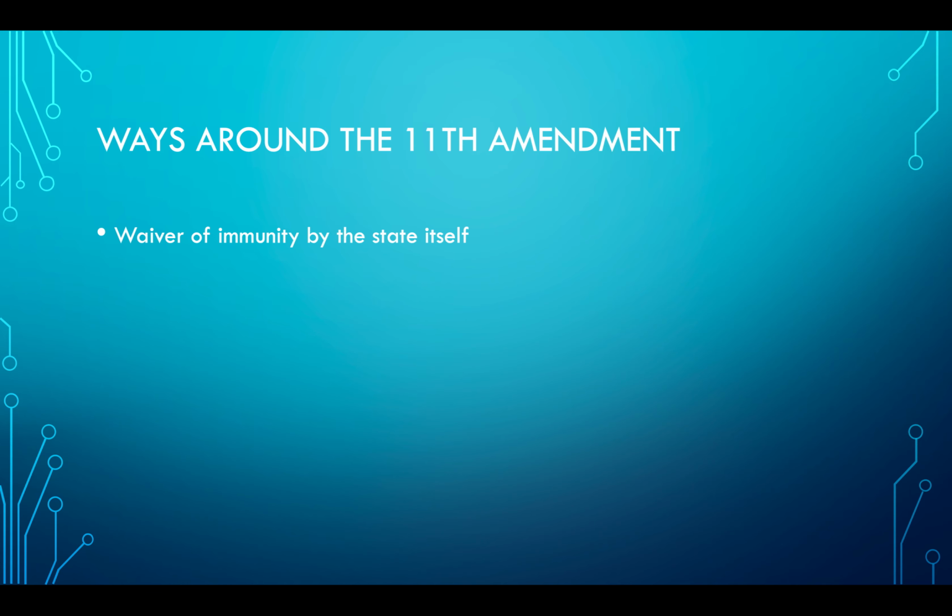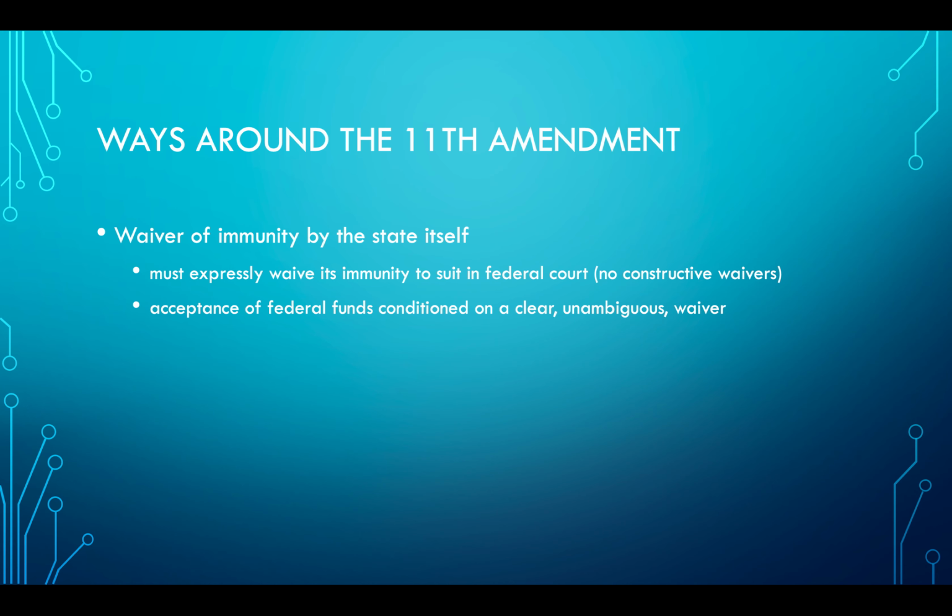One way, the state can waive its own immunity. If the state expressly says in a state statute, or if a state in federal court says we consent to being sued, then the Supreme Court has held that waiver must be express, but then the federal court can hear the case.